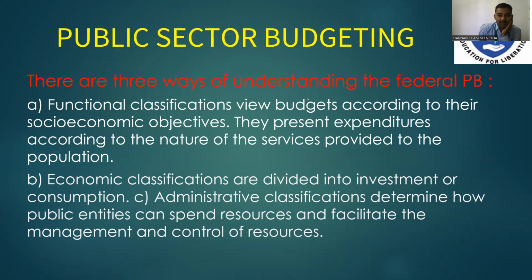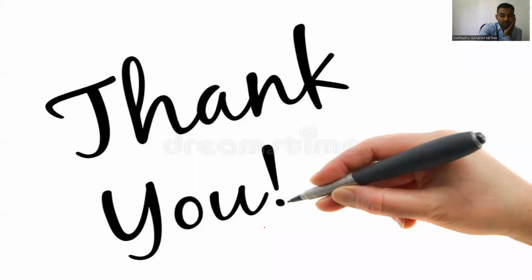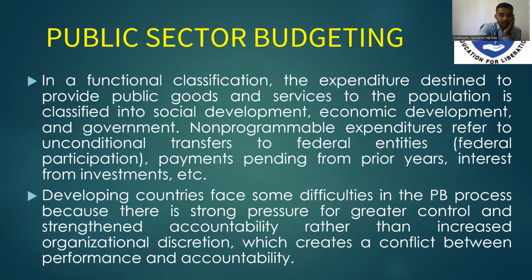Three ways of understanding the federal budget. Budgets according to the socio-economic objective, with expenditure according to the nature of the service provided: economic classification, administrative classification, entities, and resources for management and control. In a functional classification, the expenditure provides goods and services to the population, classified as social development, economic development, and government. Non-programmable expenditure refers to the unconditional transfer to federal entities.